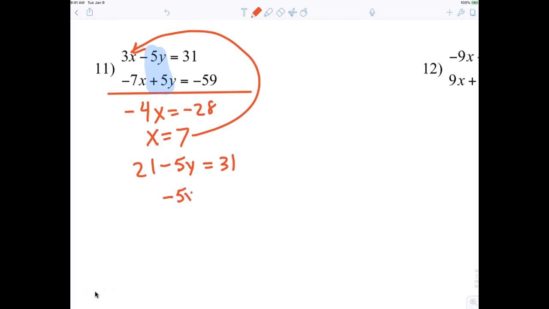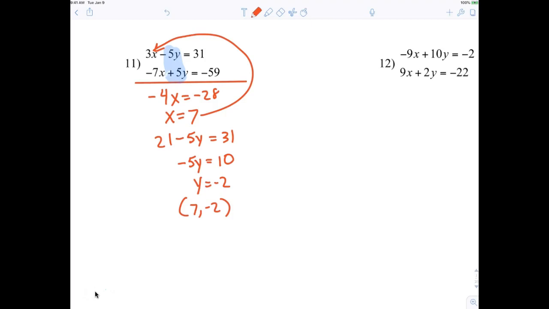Yes, this is your mistakes. That's why you're doing them. All right? Negative 5y equals 10. Y equals negative 2. Come on. Y equals negative 2. So your answer is 7, negative 2. Any questions? Any questions? Good.